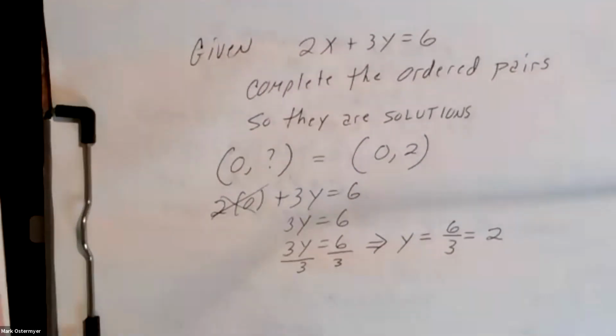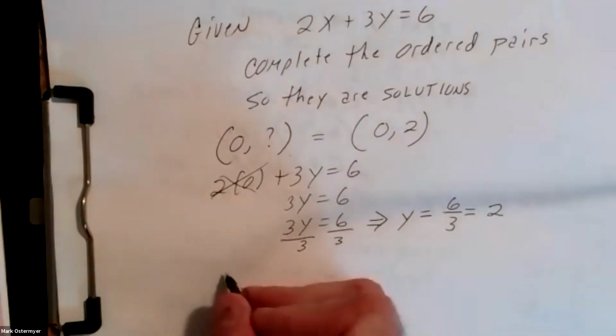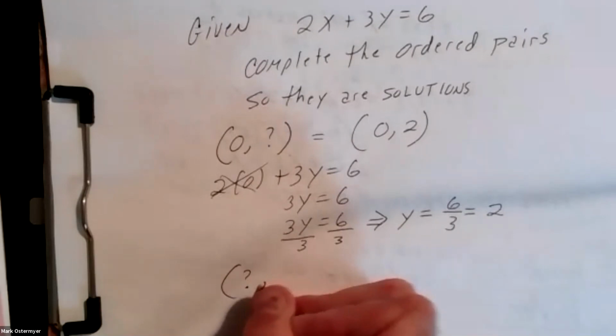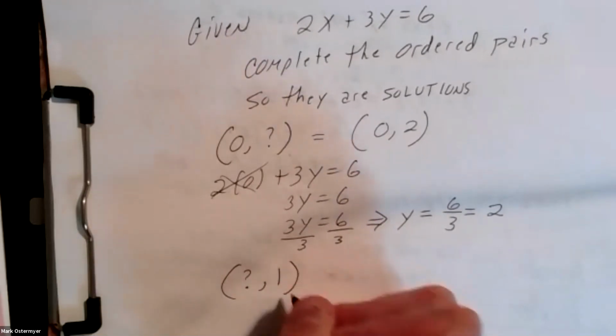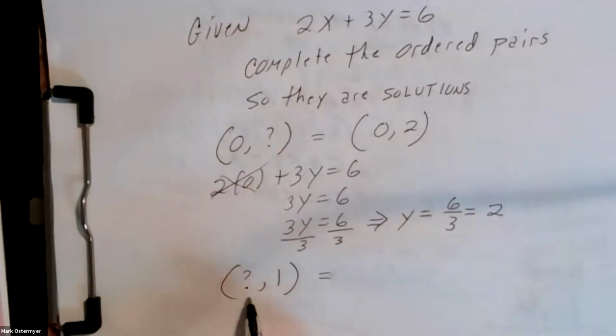Let's try another one here. Given that same equation, they want us to complete this ordered pair where we don't know the x coordinate, but we know the y coordinate is 1. How are we going to find the missing x coordinate here? Anybody?